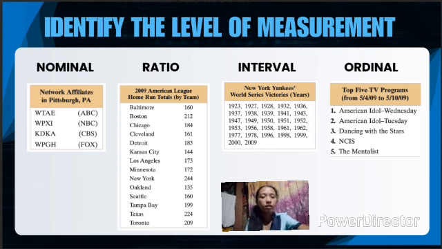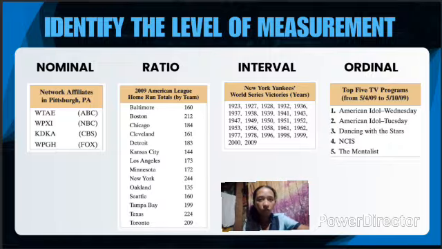For example, in this slide, we are going to identify the level of measurement. First is the nominal. We can see here that the title of the data is Network Affiliates in Pittsburgh, PA. WTAE is ABC, WPXI is NBC, and so on. That is nominal.